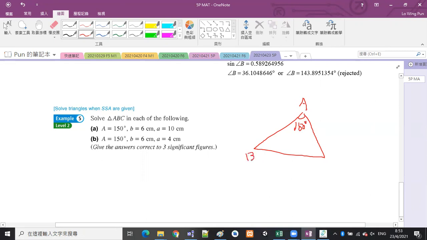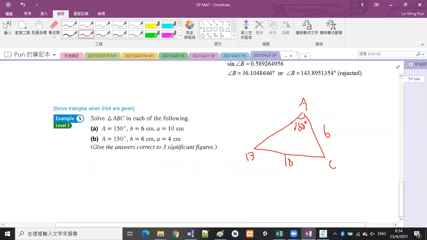But we do not just find angle B. The question asks us to solve the triangle. Do you remember what is the meaning of solving the triangle? It is to find everything else, right? Okay, find all the remaining angles and remaining lengths.